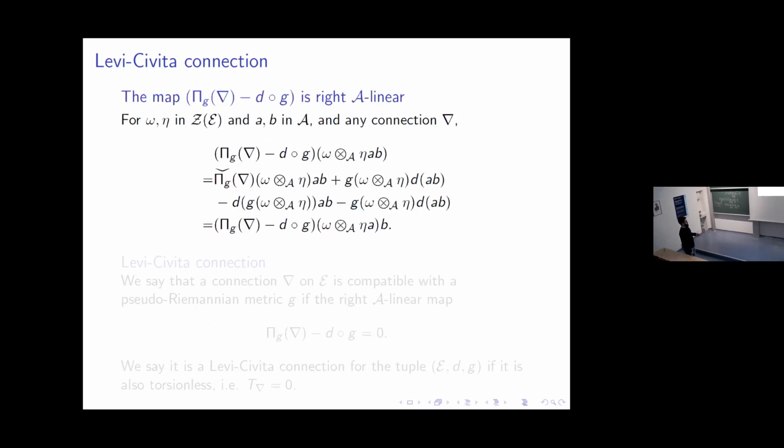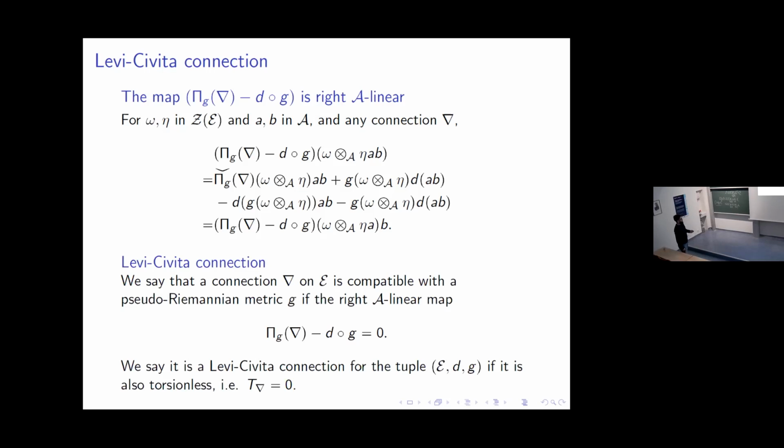The nice property is as follows: this map, pi g nabla minus decompose g, is a right A-linear map. Remember that we had extended this by right Leibniz, and D also satisfies the Leibniz property. So the Leibniz terms cancel out to give us a right A-linear map. A little computation puts us through that.